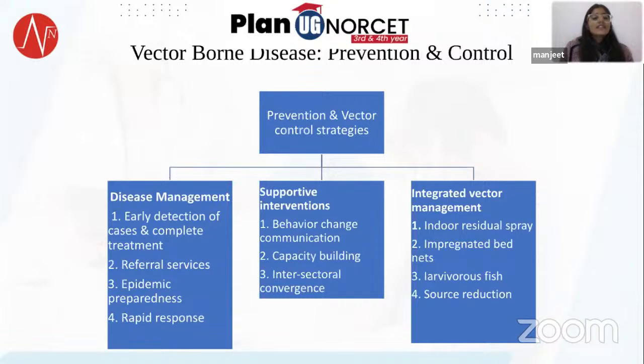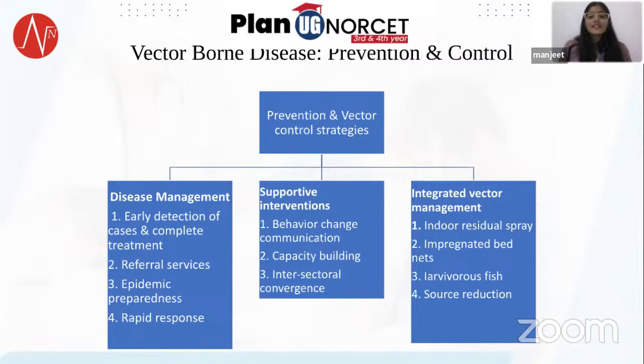Next is intersectoral convergence. Now, since these are vector borne, multiple areas of the society get affected. So we have to converge, we have to put together all the areas and try to achieve a proper management. Now, how can you manage the growth of vectors? For that, we have four strategies.